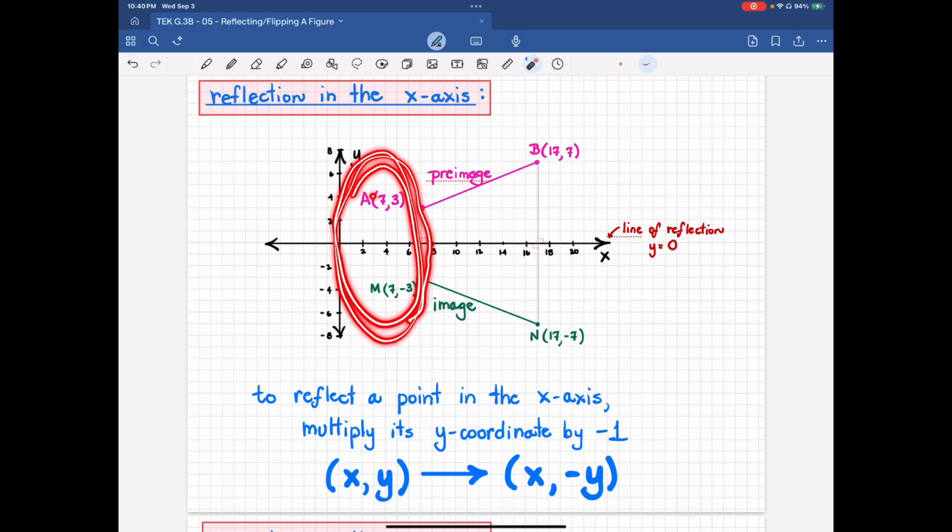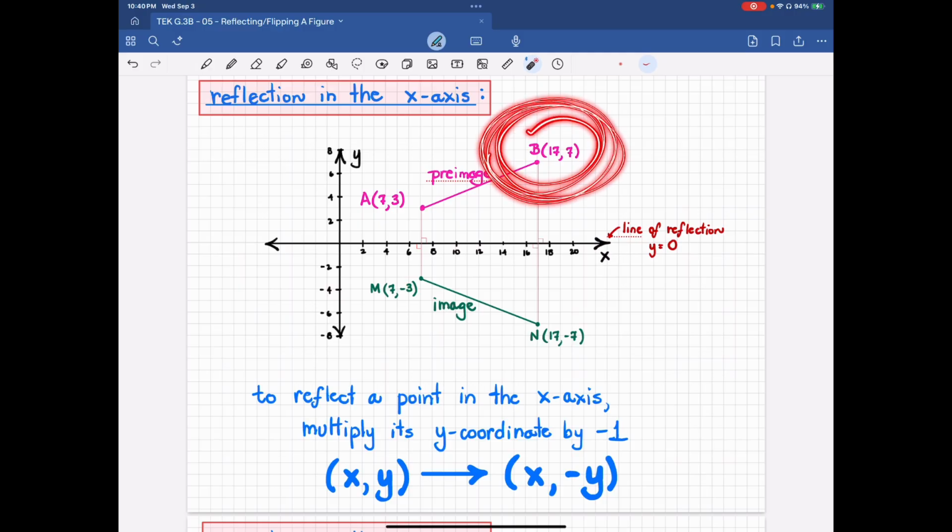Now notice these two reflected points. Do you see that the x stays the same? So the 7 and the 7 are identical. But what happens to the 3 here? We change the sign, and that automatically gives you the y coordinate of the point. So instead of it being a 3, it's going to be a negative 3. So take a look at this right here.